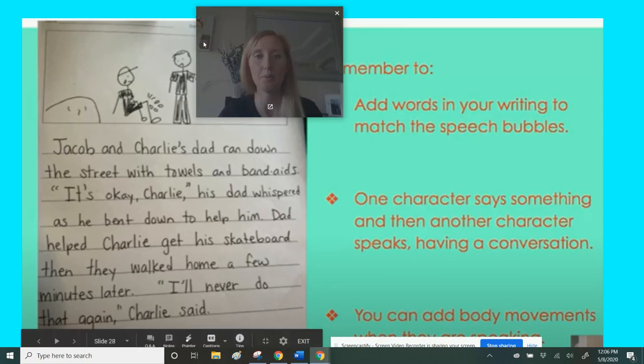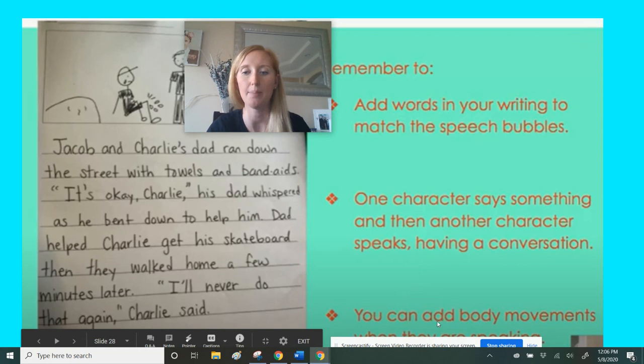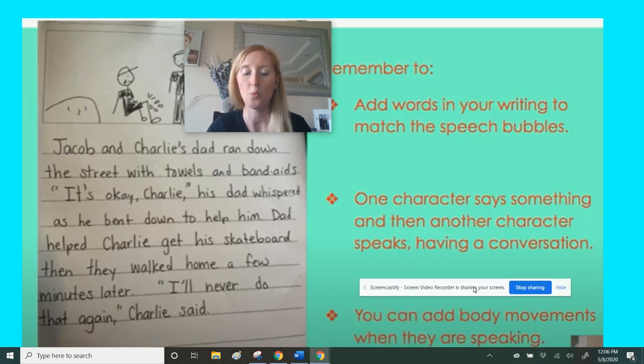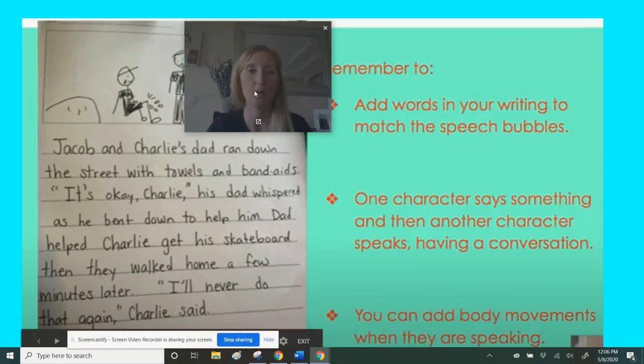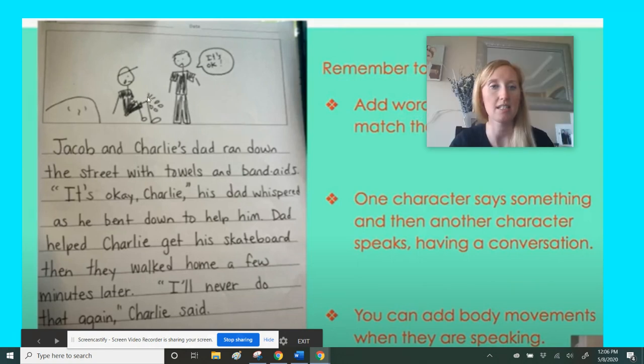And then the final point down here at the bottom is that you can add body movements when they are speaking. So I'm going to show you that this is a body movement, right? The lines are showing that something happened over here to his knee, right? Okay.